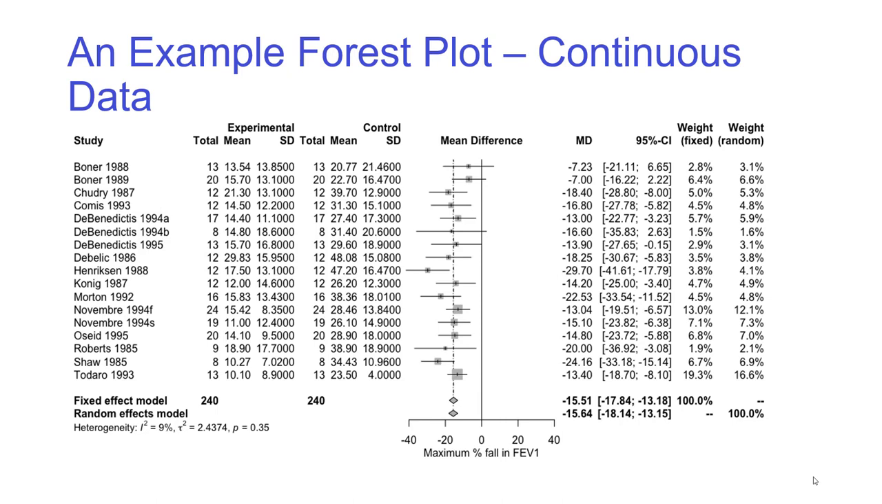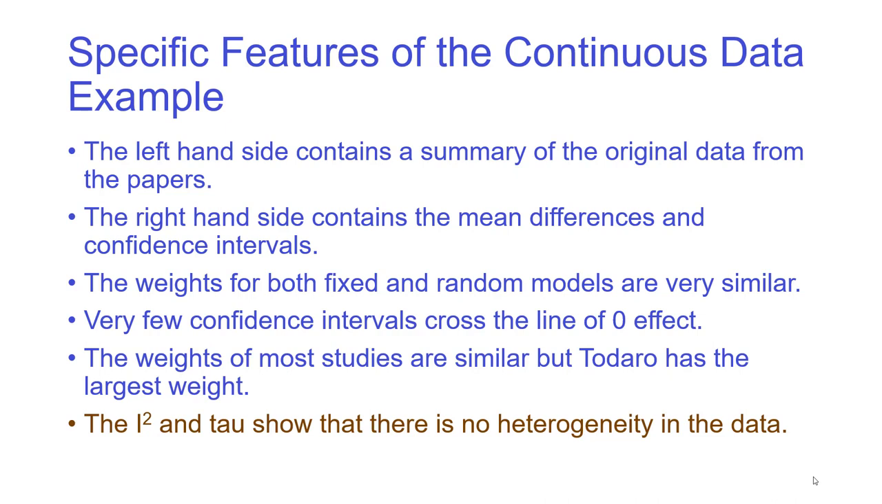1988 and 1989, sorry, and De Benedictis, I think that's 1994. Tadaro has the largest weight, and the I-squared and tau show there's no heterogeneity in the data.